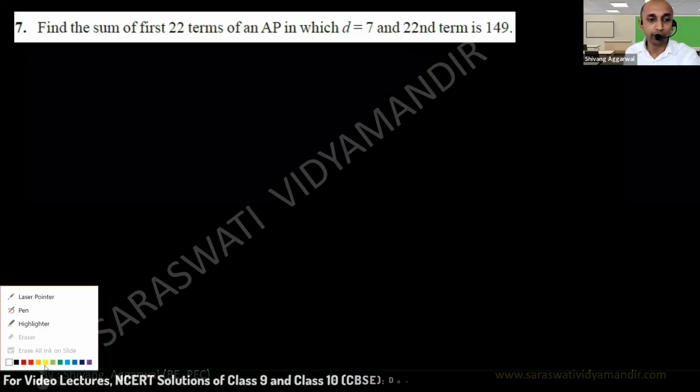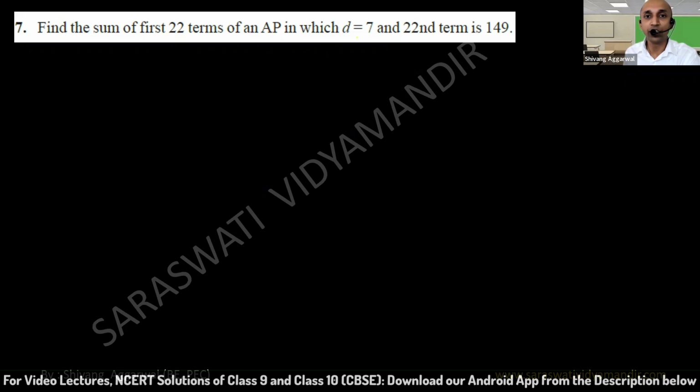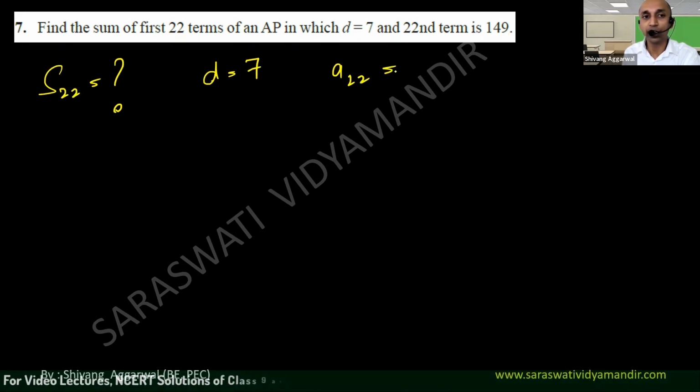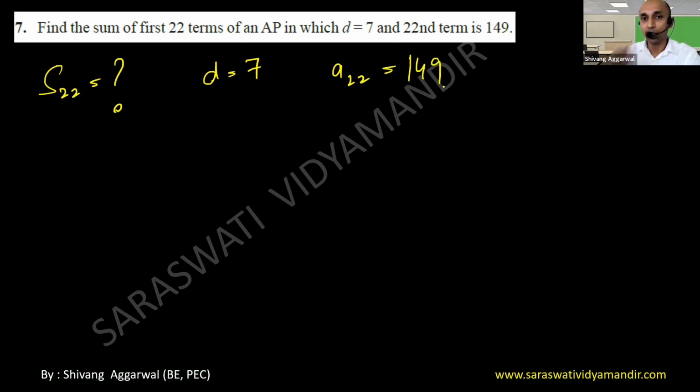Find the sum of 22 terms of an AP in which d is 7 and the 22nd term is 149. Find the sum, मतलब S22 निकालना है हमने, ठीक है? In which d कितना दिया है 7 and A22 दे रखा है कितना 149. हमें a नहीं पता है ना, a पता होगा तो आंसर आ जाएगा शायद. A22 से फिर a निकालते हैं.